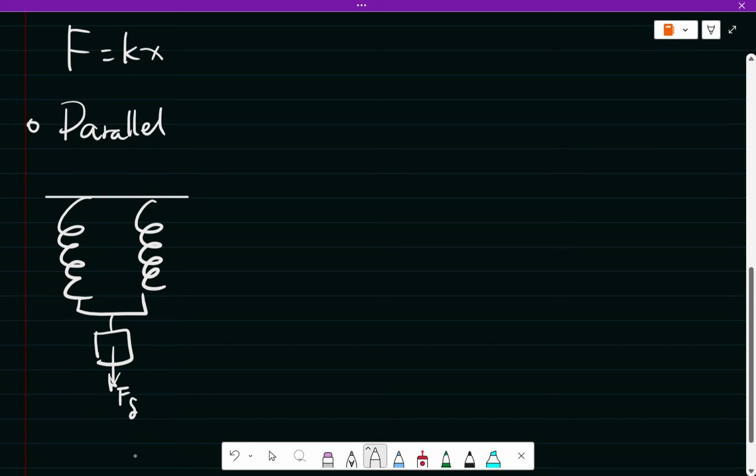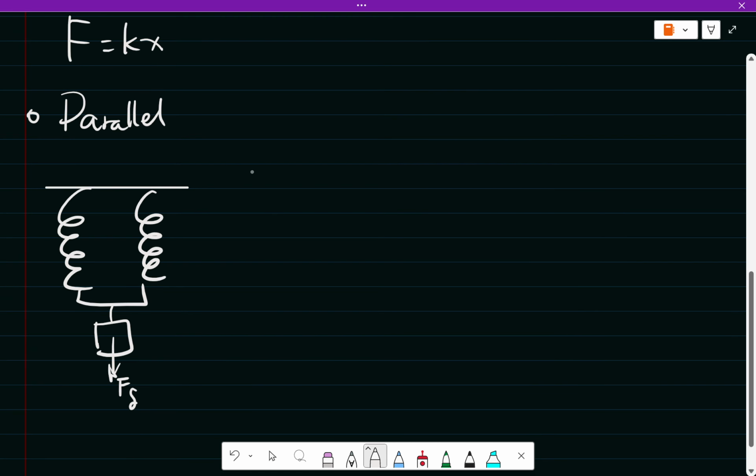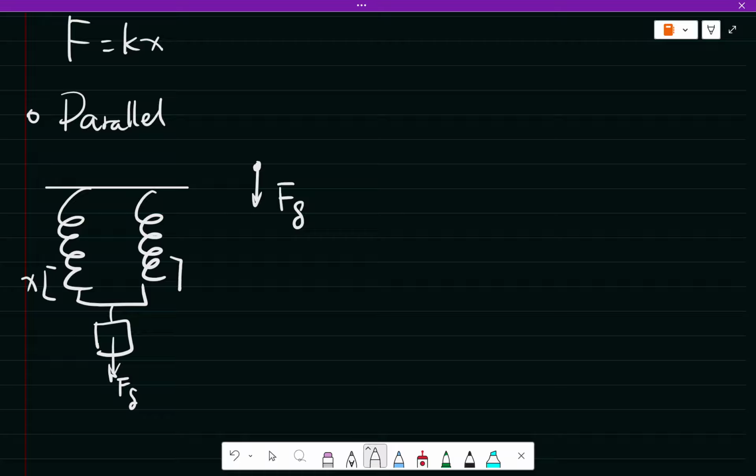As we can see, both of these springs experience a downward gravitational force, and each spring will stretch a distance of x, and this x will be the same for both of these springs. It will also be the total stretch of the system. If we call this spring 1 and this spring 2, we see that x1 is equal to x2 is equal to x total, or we say x equivalent.